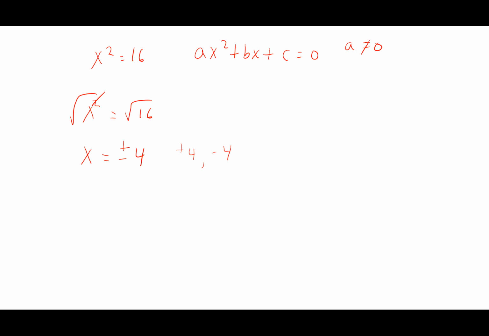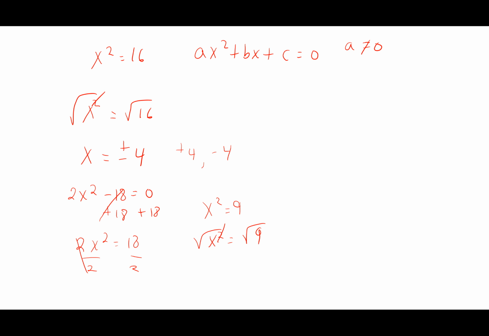Now what if you had one like this? What if you had 2x squared minus 18 equals 0? Now again, you've got to get this x by itself. So the first thing you're going to do is you're going to add 18 to both sides. Okay? When you do that, that's going to get rid of this. You're going to have 2x squared equals 18. Okay, now we're going to get the x squared by itself, so we're going to divide both sides by 2. So that's going to give us x squared equals 9. Okay? Again, now we need to take the square root of both sides.